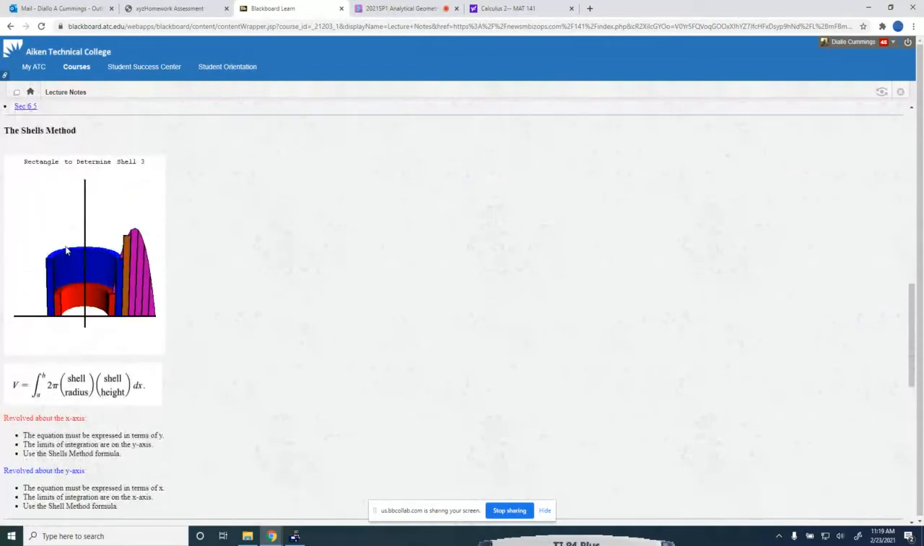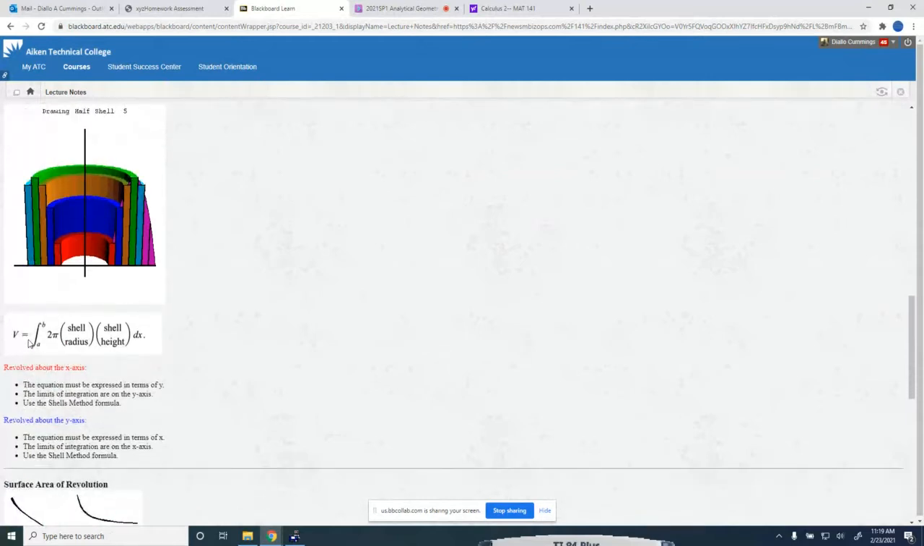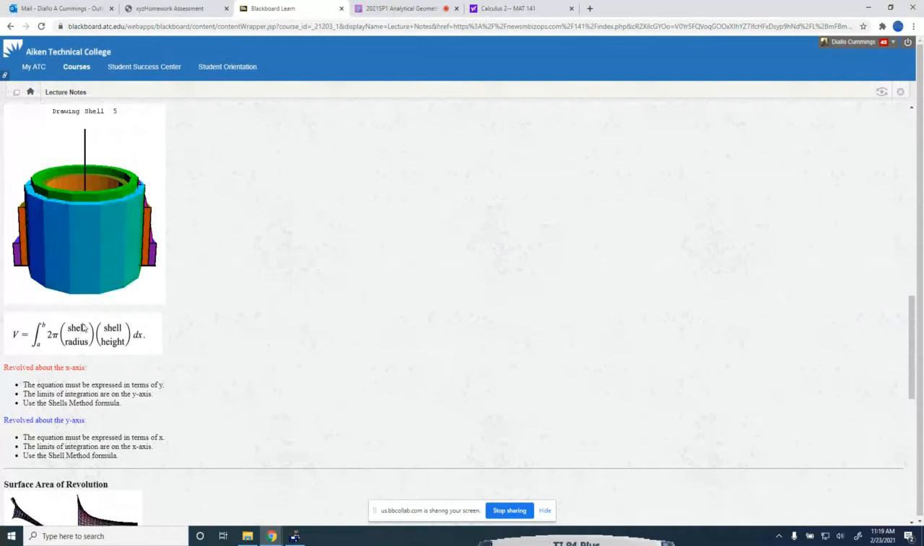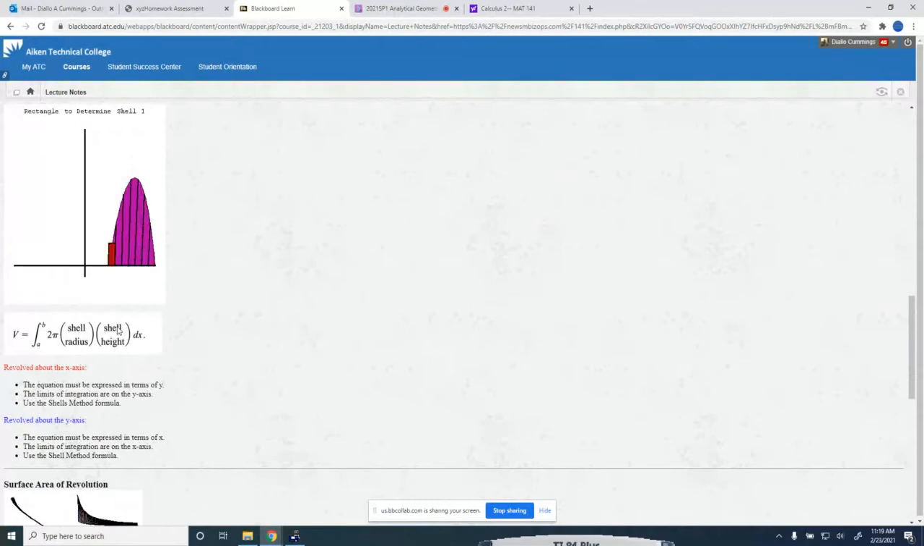If you're using the shell method, notice that this is the formula for volume. The volume is equal to the integral from a to b of 2 times pi times the shell's radius. The shell's radius is usually x or y, times the shell's height, which is generally your function, dx. So notice that the formula for using the shell method and the formula for the DISC method are different. Also, the stipulations are different.